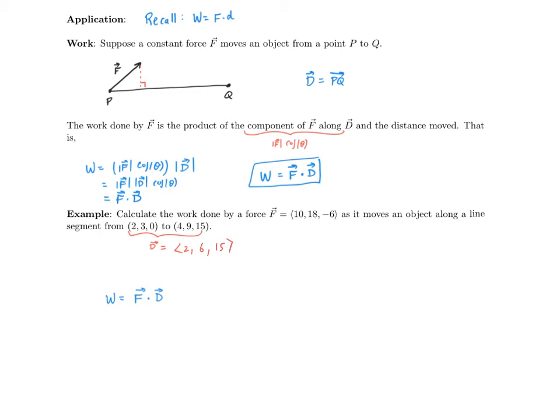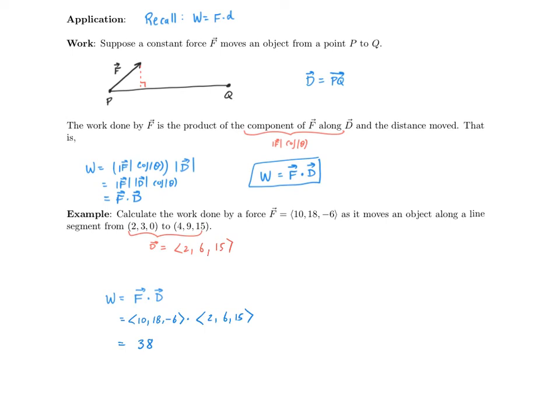So work is equal to force dotted with displacement. The force is the vector (10, 18, -6), and we're dotting this with the displacement (2, 6, 15). I'll let you go through the details, but this ends up being 38.